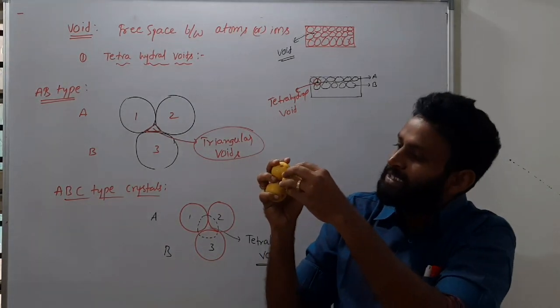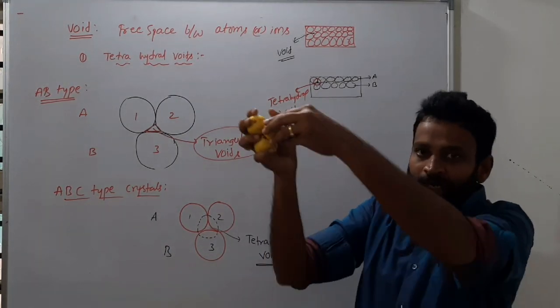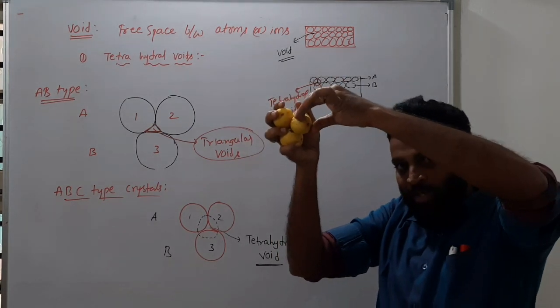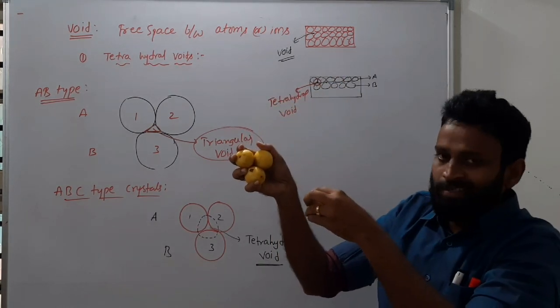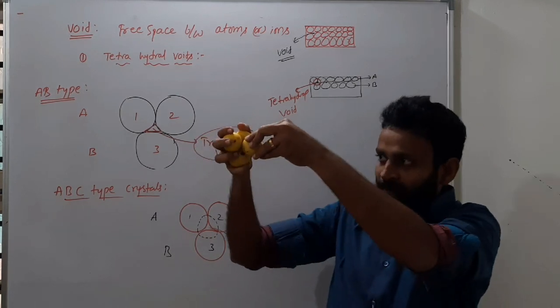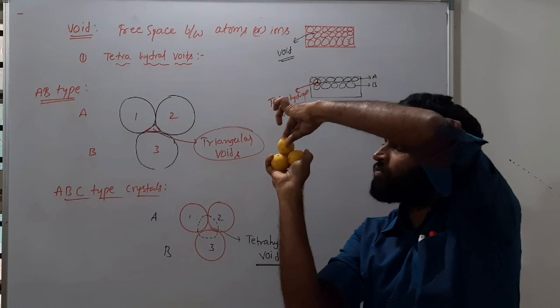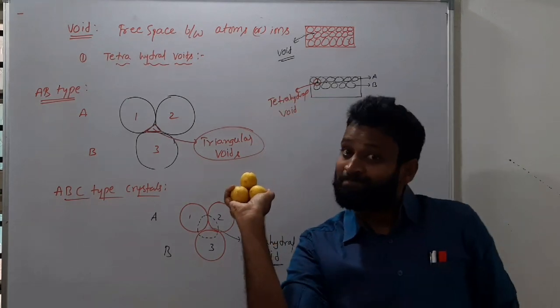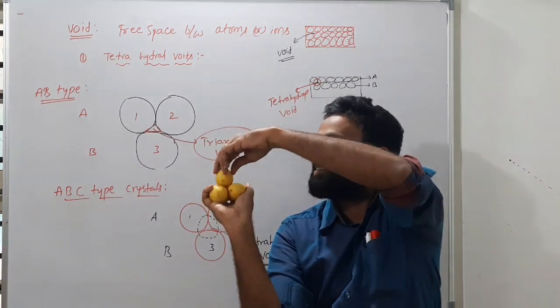Understanding? If I am placing this one, this won't occupy the entire space, right? So here you have 3 spheres like this, and this is the 4th sphere. So between 4 spheres you have empty space like this. Able to see the 4 spheres like this? Okay, so you have like this.